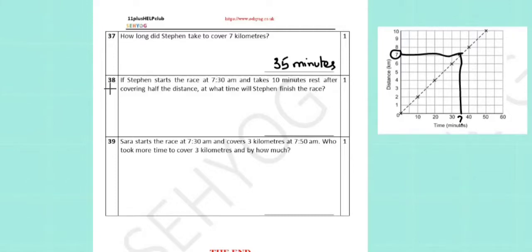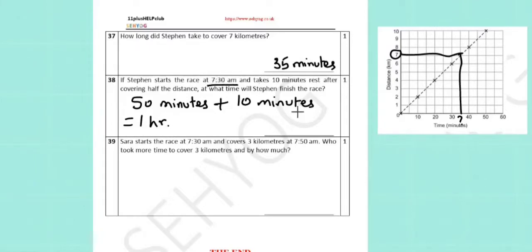In question number 38, Stephen starts at 7:30 am. He takes 10 minutes rest after covering half the distance. At what time will he finish the race? So, we can see in our time graph that he is running the whole race in 50 minutes plus a 10 minutes rest, means the total time stands at 60 minutes or 1 hour. So, from 7:30 am, 1 hour duration means he will end at 8:30 am.